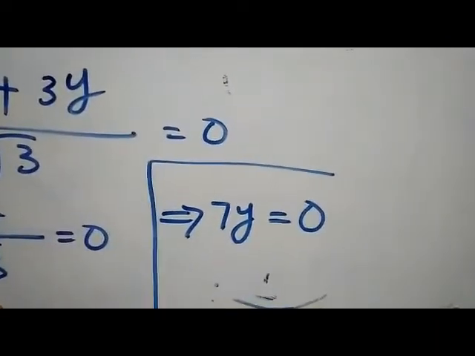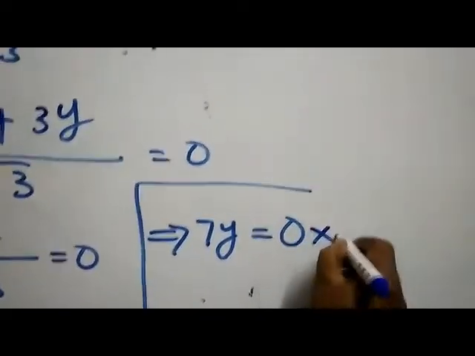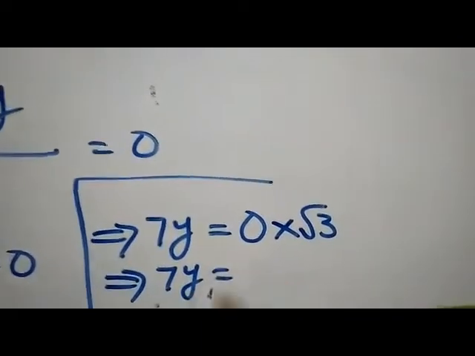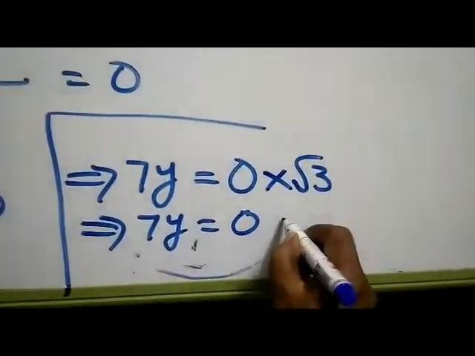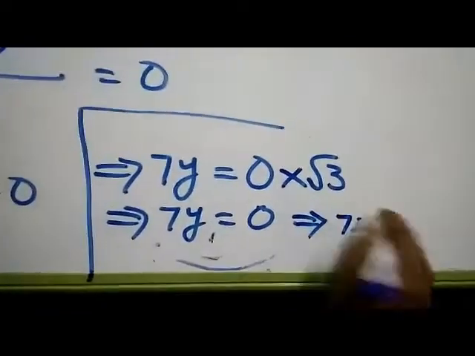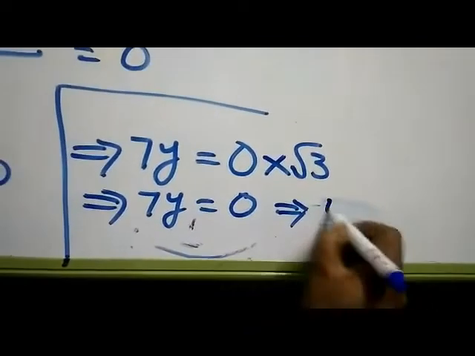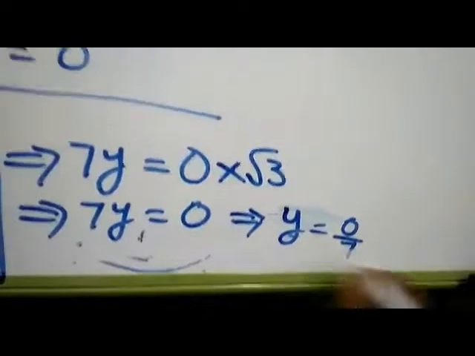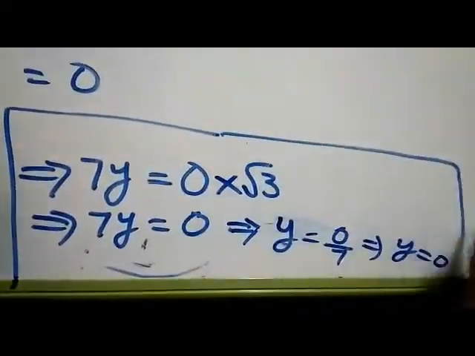This by root 3 will be transposed from LHS to RHS, so it will be into root 3. That implies 7y is equal to 0 into root 3, which is equal to 0. That implies 7 into y is equal to 0. This is nothing but y is equal to 0 by 7. That is nothing but y is equal to 0.